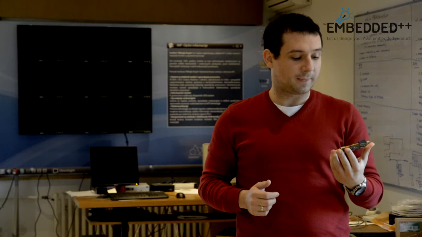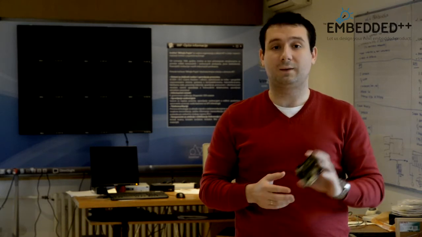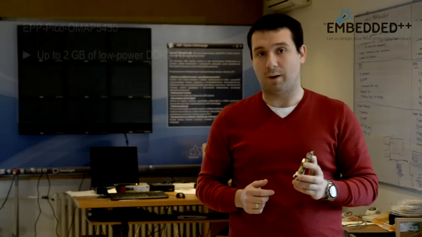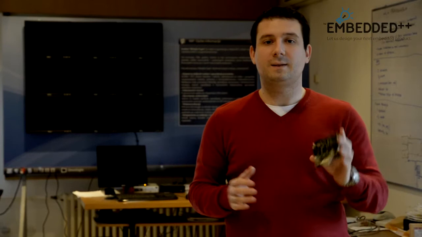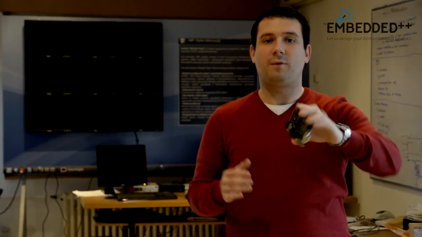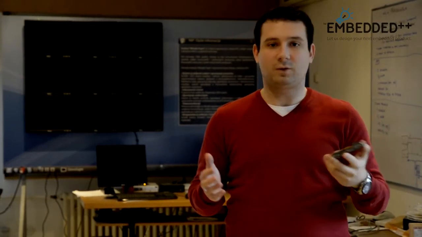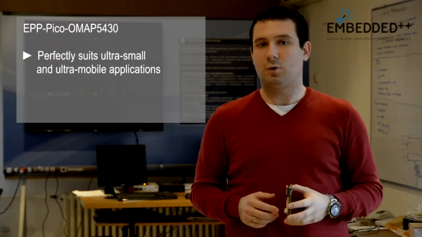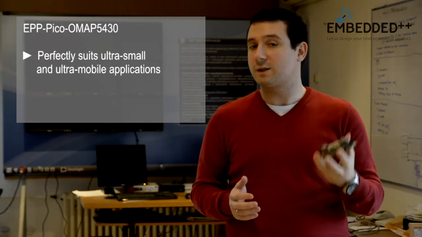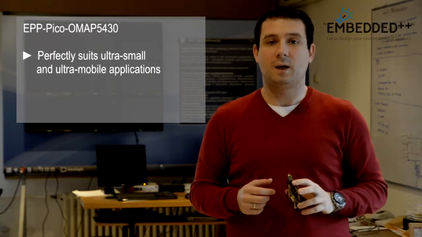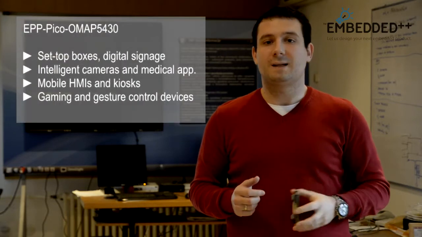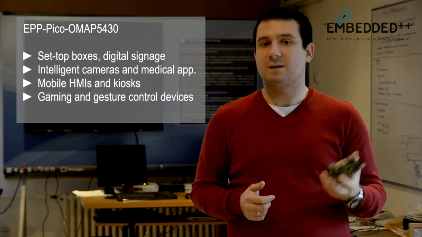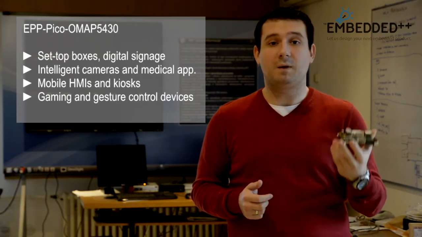It is very important to mention that this board is supported by up to 2 GB of low-power DDR2 memory. With its compact form factor, very low power consumption and extensive set of software features, the new EPP Pico OMAP5 single board computer perfectly suits ultra small and ultra mobile applications. Target applications include set-top boxes, intelligent camera and medical applications, mobile HMIs, kiosks, as well as gaming and gesture control devices.